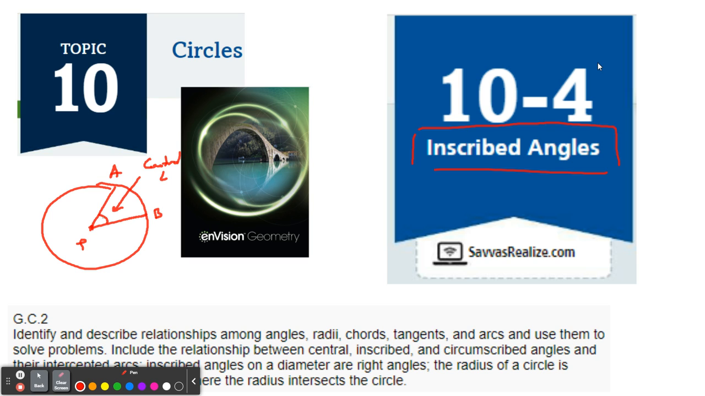The measure of the central angle is equal to the measure of its intercepted arc. So AB is the arc that you're intercepting. The measure of angle APB is equal to the measure of arc AB. Keep that in mind as we go through today, because we will use that to help us with inscribed angles.